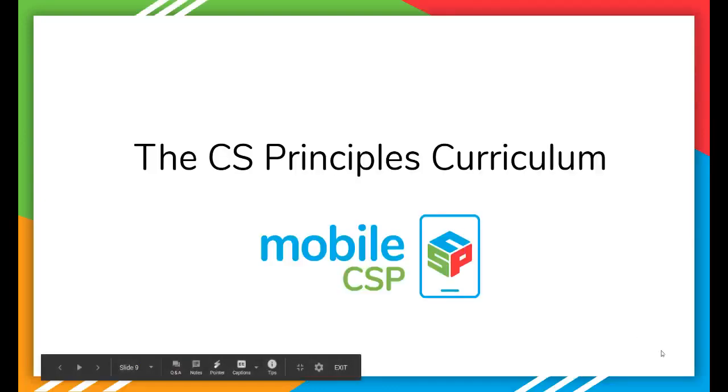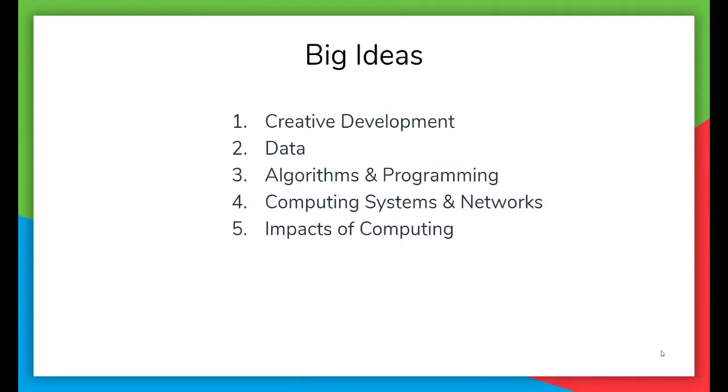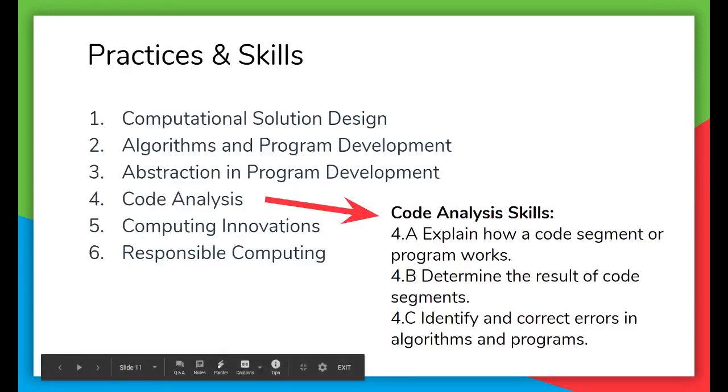So let's talk a little bit about the computer science principles curriculum and how that looks in Mobile CSP. There's 5 big ideas: creative development, data, algorithms and programming, computing systems and networks, and impacts of computing. So while we may talk about programming as a key part of computer science, there's actually a lot of different things related to computer science, including being creative, looking at data, looking at the impacts of things that you create. In this course, we'll cover all of those.